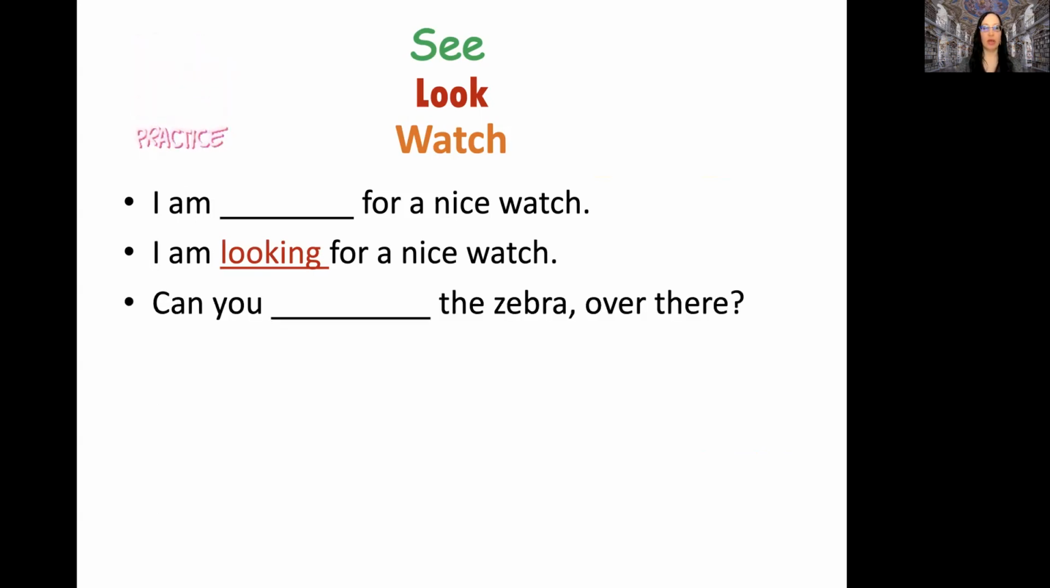Okay, how about this one? Can you see the zebra over there? Can you look the zebra over there? Can you watch the zebra over there?